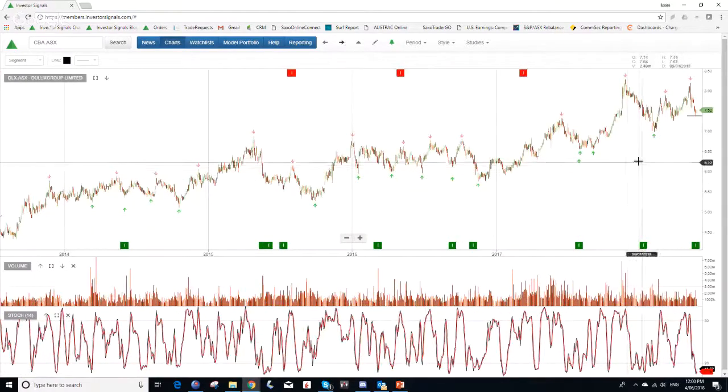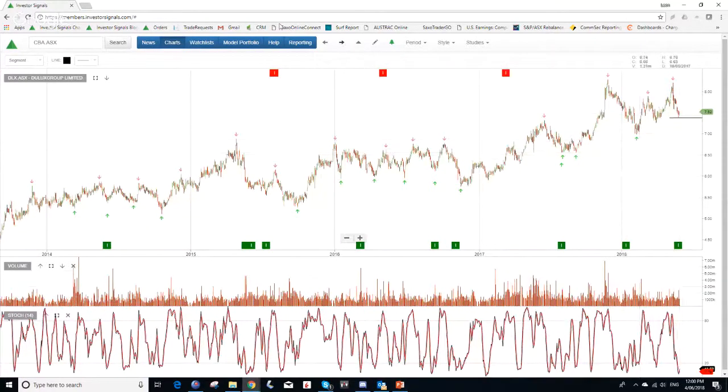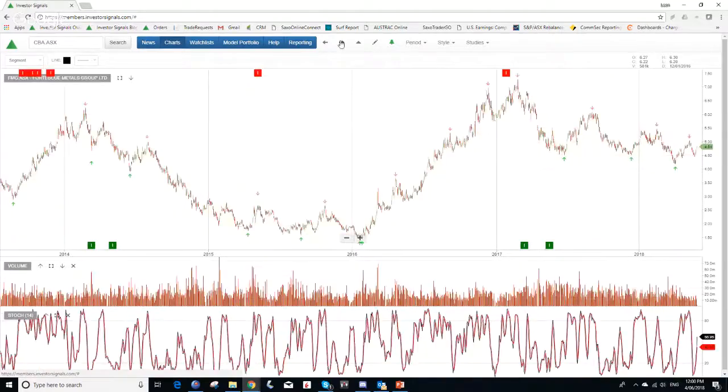Dulux, so this is one that we looked at from the recent signals. So that's in the model portfolio, and it was added after going from a sell signal into a buy signal, and we're looking at that higher low formation, and that was one that I suggested that you'd just keep on your watch list.